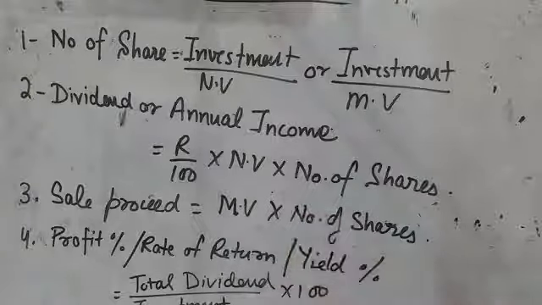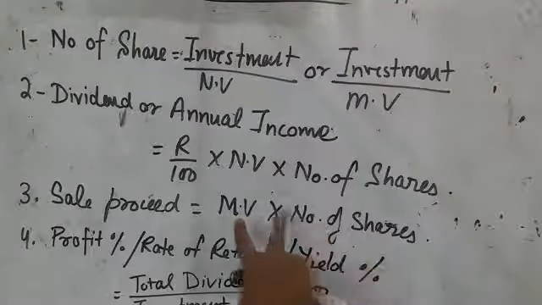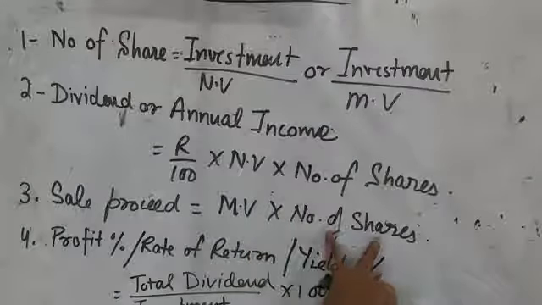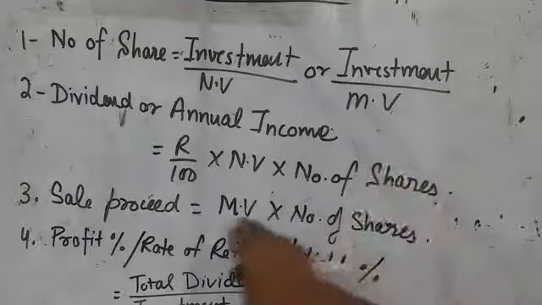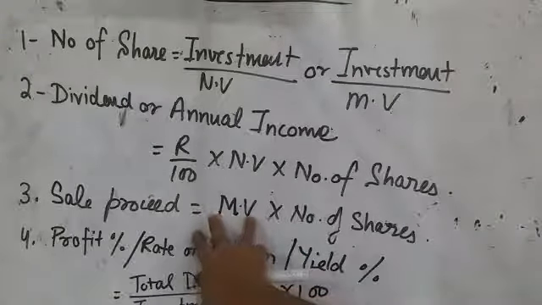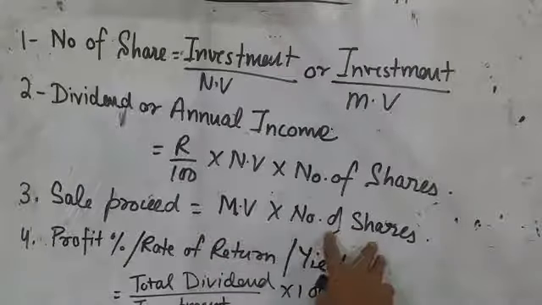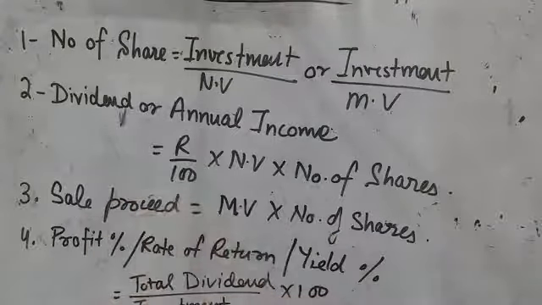In the last video, we discussed Mr. Sharma invested in 30 shares, and after 2 months, the market value was 150. So how much will he get? 150 is the market value, number of shares is 30. So he will get 4500 as sale proceed.